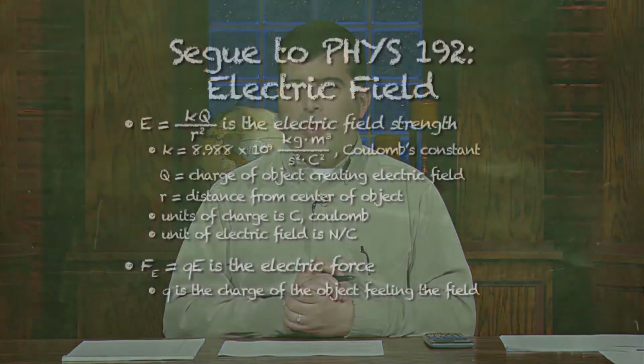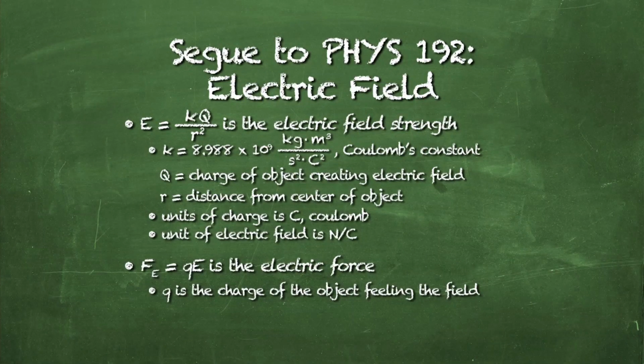The electrical force is little q, which is the charge feeling the electrical field, times E, the electrical field strength. This is similar to gravitational force, or weight, being equal to mass times little g. So now it's not the mass that feels the force, but the charge that feels the force. So electrical force is charge times electrical field strength. Very similar to what we've done.